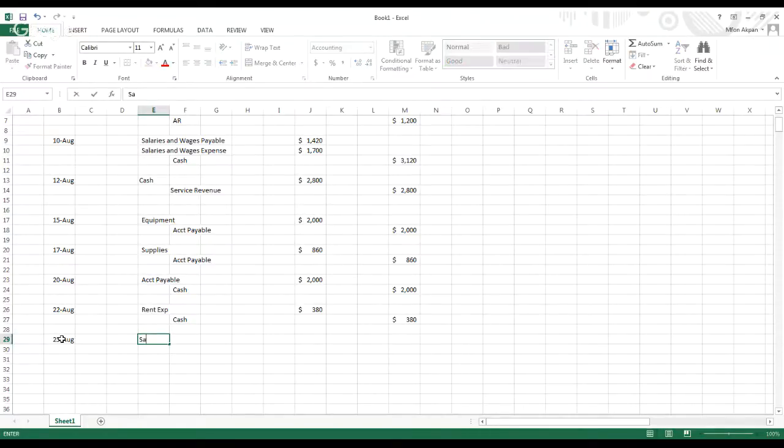So we've got another entry here. Let's see here. Got another entry here. So salary expense 2,900. Oops, 2,900. And then we got cash. I'm gonna create that. And we're almost done with the journal entries here.